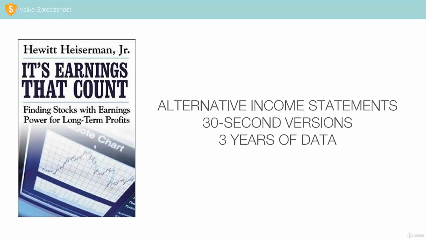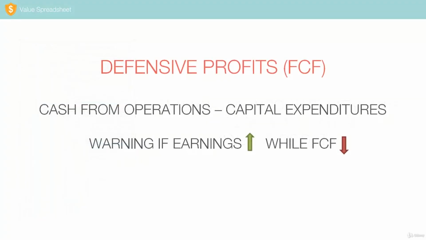However, Heiserman also offers 30-second versions, which are less accurate but way easier to use. He suggests to look at 3 years of historical financial data and then calculate 2 ratios. The first one is called defensive profits, which actually is simply a different word for free cash flow. Just as we learned in the previous lesson, we calculate this by taking cash from operations and then subtracting capital expenditures. If defensive profits, so free cash flows, are negative or decreasing while earnings are growing, this might indicate earnings manipulation. This is something we also discussed in the previous lesson about free cash flow.